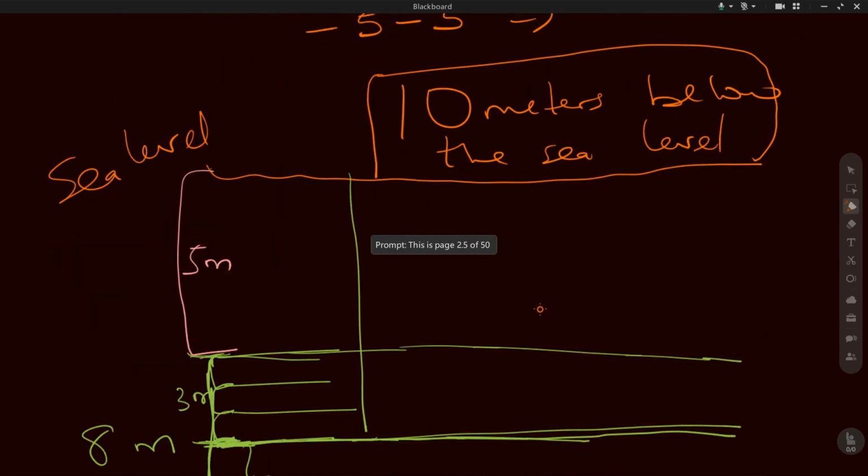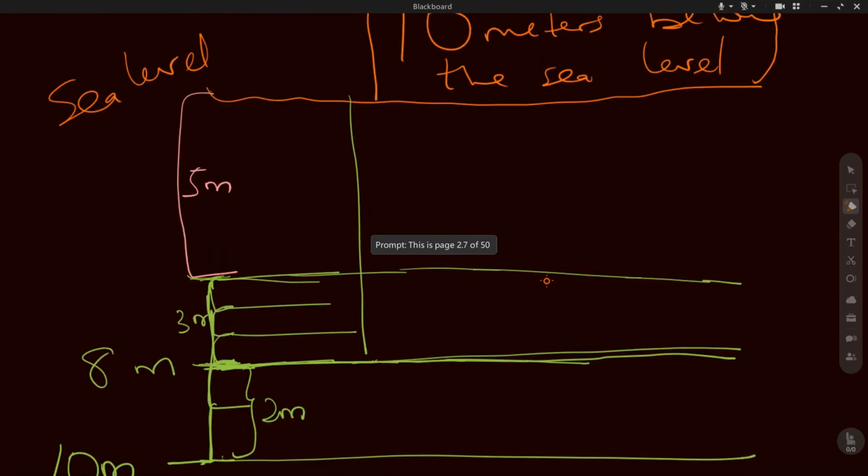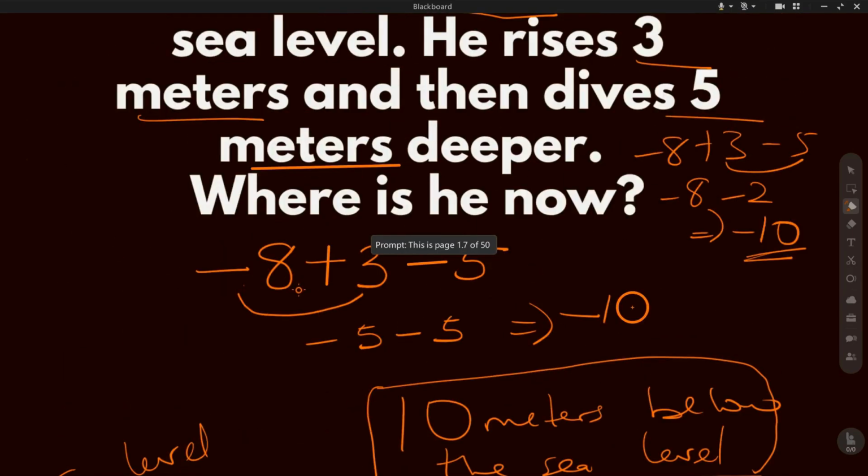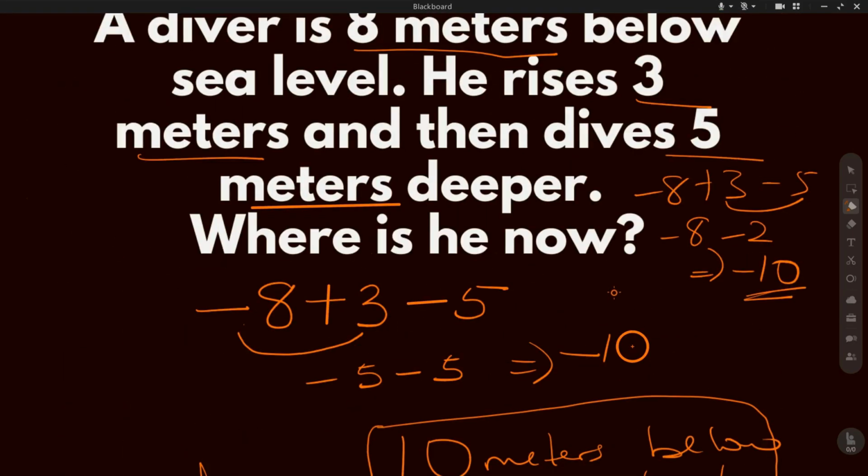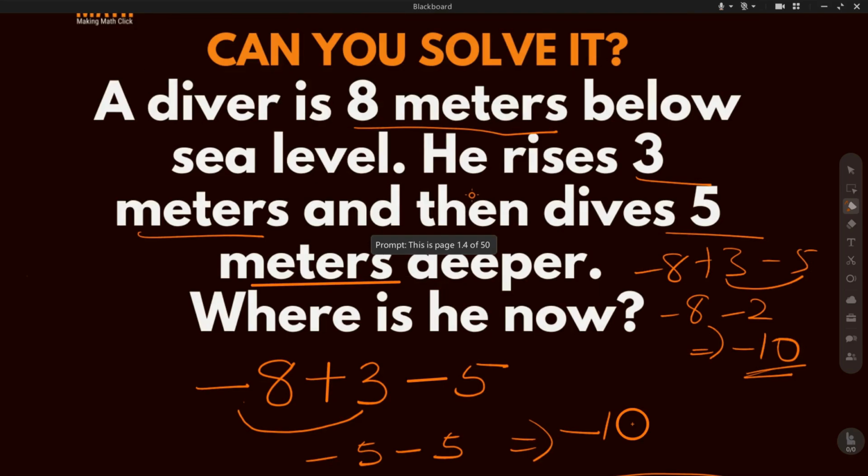So which method would you rather use? Would you rather use the diagram method to figure it out, or would you just put the numbers together like this? Just take note that diving in below means negative while going up means positive.